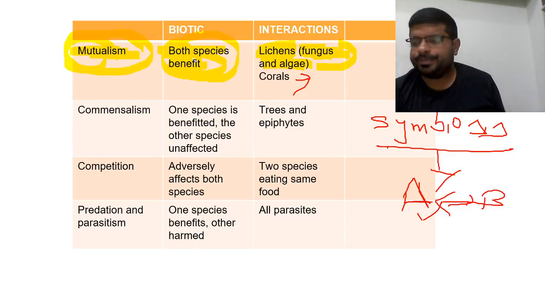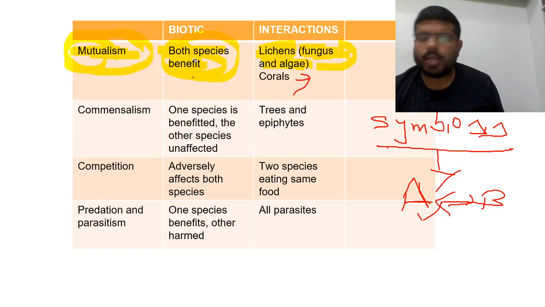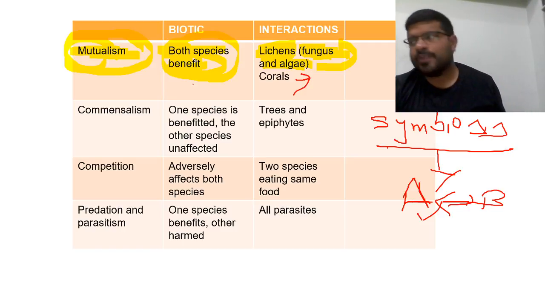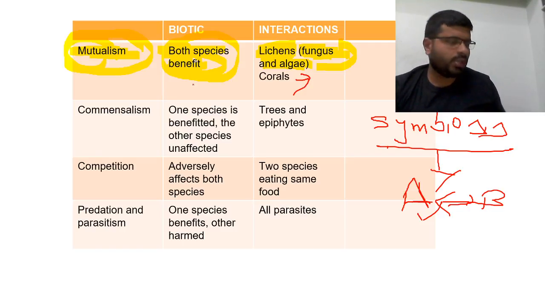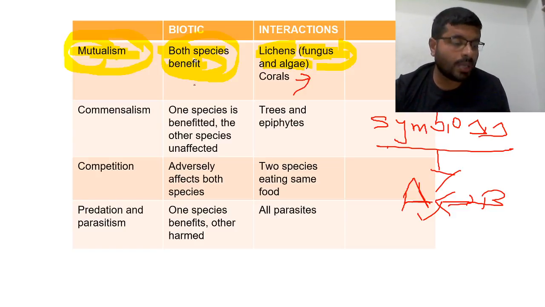Zooxanthellae algae and coral animals. While we're discussing coral ecosystems, I'll be telling you that corals are a symbiotic relationship between zooxanthellae and corals. Corals require food, they cannot prepare food on their own. Algae require a home. So corals provide a home for algae, whereas algae provide the food for the corals. So coral is also an animal.